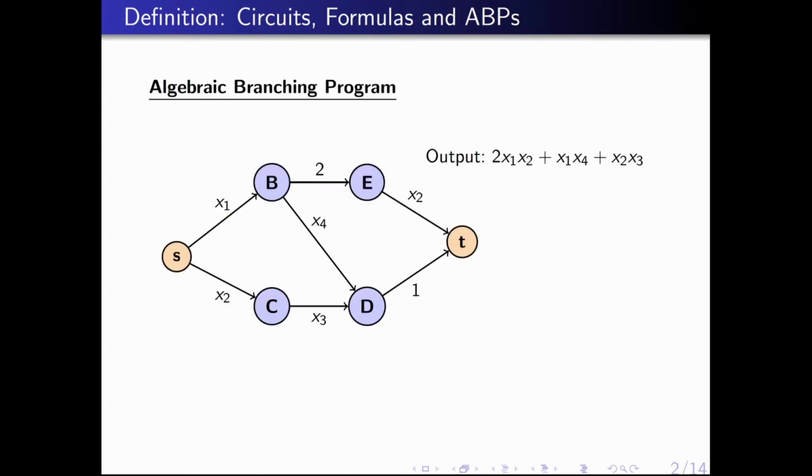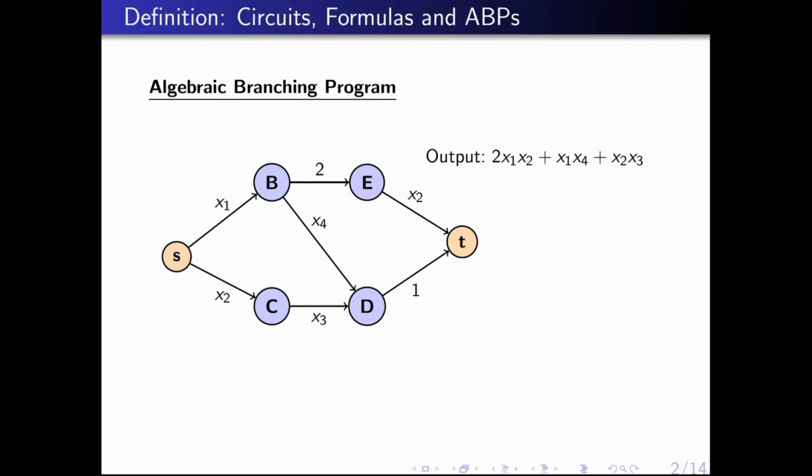Now let's see what an algebraic branching program is. An algebraic branching program is a layered graph which has a unique source and a sink vertex. Edges can only go from the ith layer to the (i+1)th layer. The polynomial that the ABP computes is the sum of all weighted paths that go from S to T. The given example represents an algebraic branching program which computes the polynomial 2x1x2 plus x1x4 plus x2x3. There are basically three paths, like SBET, SBDT and SCDT. Along all these paths it computes one monomial, and summing all those gives you the output.